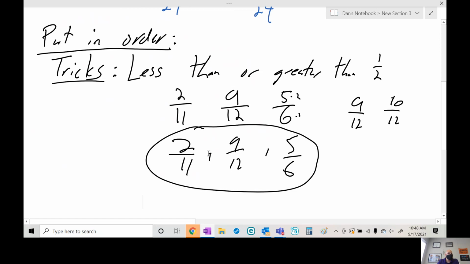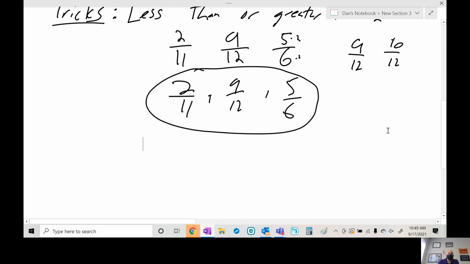If that doesn't make any sense, then you can get common denominators with all of them, but good luck with that. To find a common denominator for 11, 12, and 6, that's going to be some big, massive number. You have to figure out what 11 times 12 times 6 is, and that's going to be really hard.